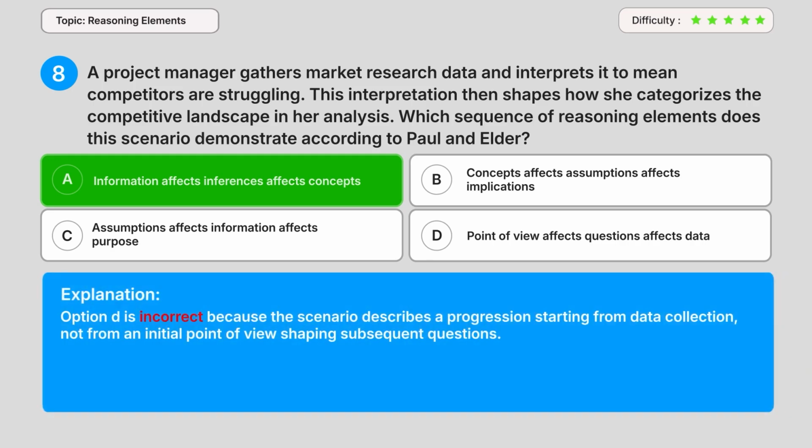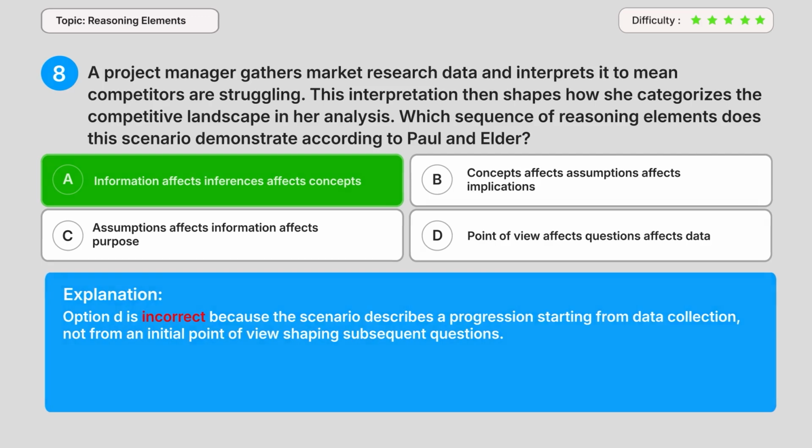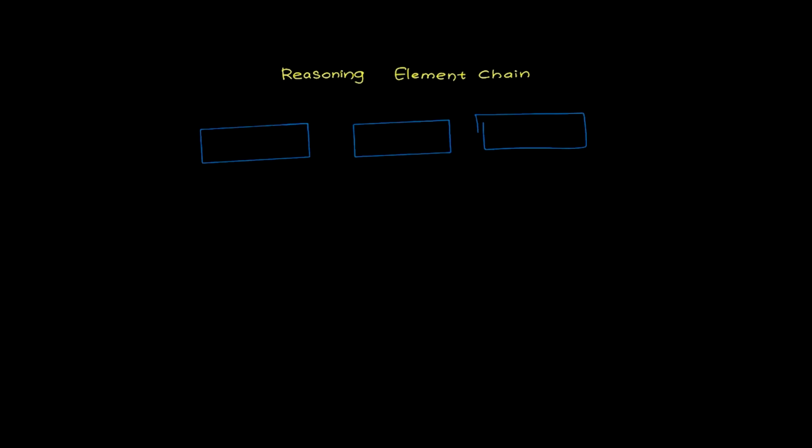Option D is incorrect because the scenario describes a progression starting from data collection, not from an initial point of view shaping subsequent questions. This scenario shows how reasoning elements flow into each other. A project manager gathers market research data. That's information. She interprets it to mean competitors are struggling. That's making inferences. This interpretation then shapes how she categorizes the competitive landscape.